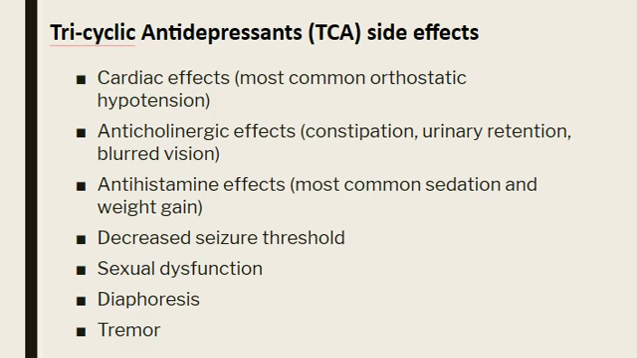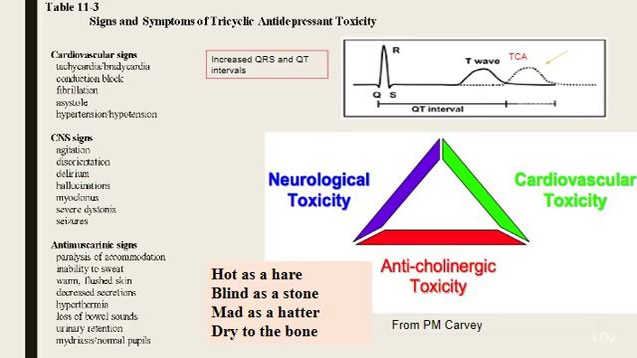There's a reduction in the seizure threshold, so epileptics would really probably not do well on a TCA. There's dramatic sexual dysfunction, excess sweating or diaphoresis, as well as tremor due to increased concentrations of neurotransmitter across the board. And some patients do actually respond to these drugs quite unfavorably. So there are some important cardiovascular signs that you should be aware of, including fibrillation, hypertension, and in some cases hypotension.